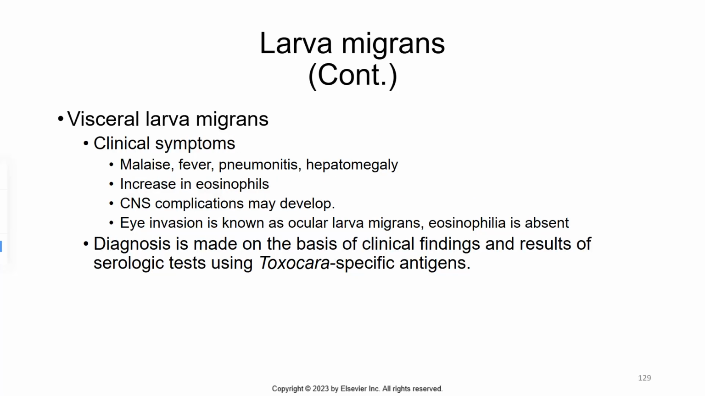Clinical symptoms: malaise, fever, pneumonitis, hepatomegaly, and increase in eosinophils. CNS complications may develop. With eye invasion, also known as ocular larva migrans, eosinophilia is absent. Diagnosis is made on the basis of clinical findings and results of serological tests using Toxocara-specific antigens.